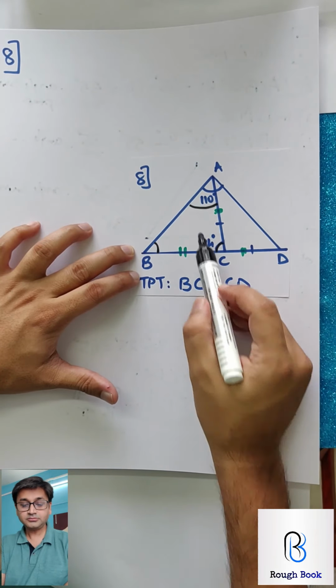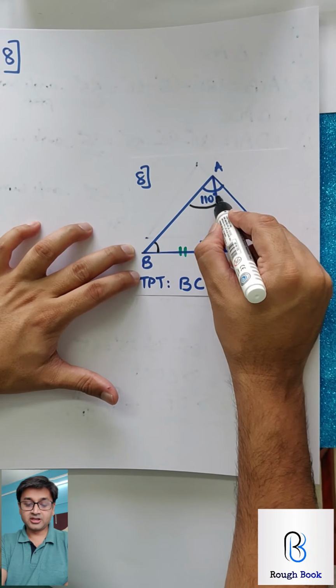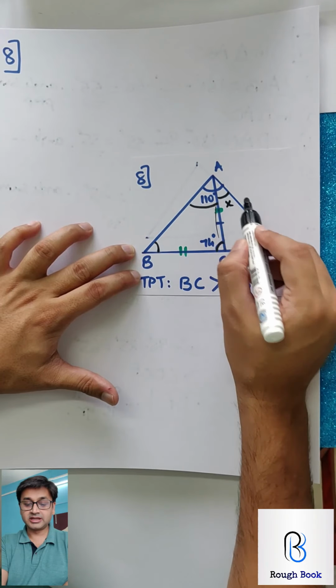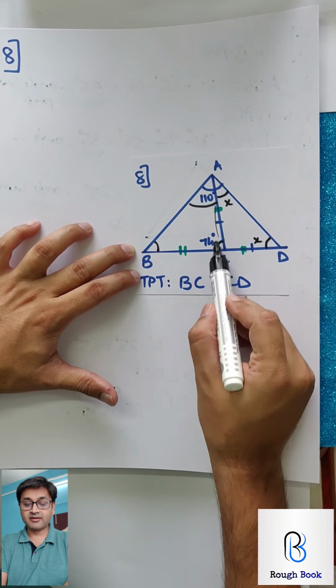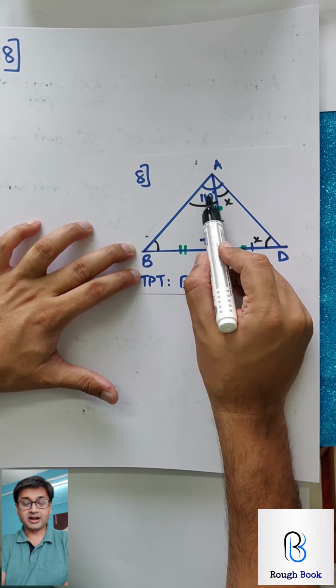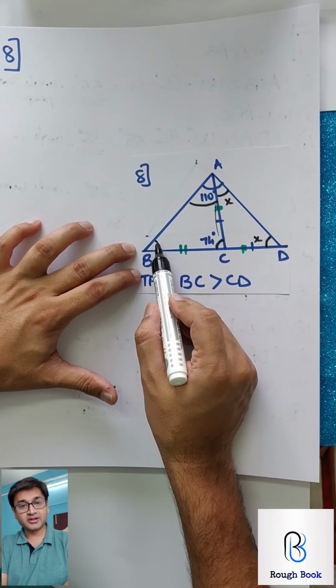Think now. This full is 110 and this is 74. Can I manage to get this angle? Because it is isosceles, both are X, and then 74 is X plus X, remote interior. Once I get this, subtract from 110 and I will get this. Apply angle sum property and I will get this.